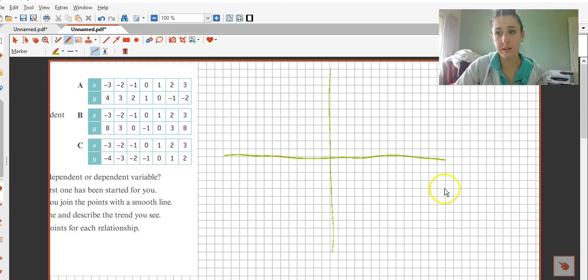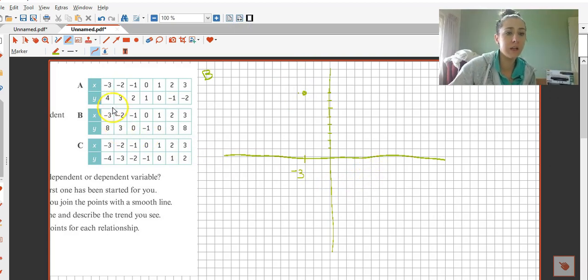Again, use a ruler, it will work a lot better. So this is plotting the table of values from B. We're going to go for x is -3. 1, 2, 3. So that's -3 there. And we're going up to y equals 8. So 1, 2, 3, 4, 5, 6, 7, 8. So -3 up to 8. So that's our first point here.